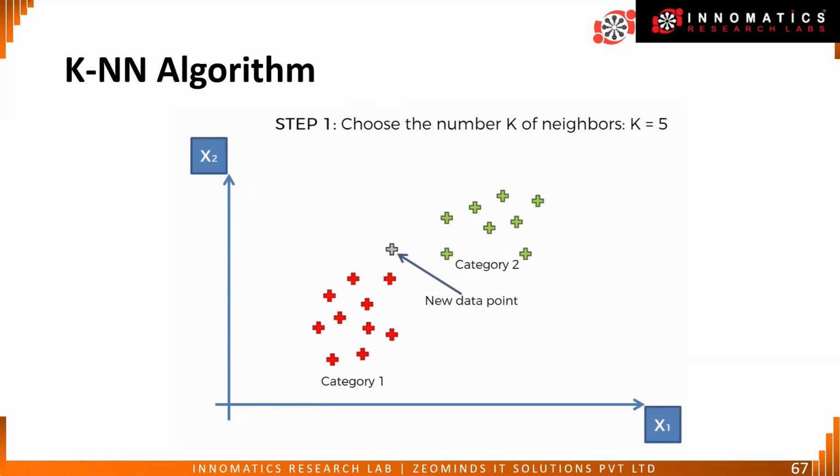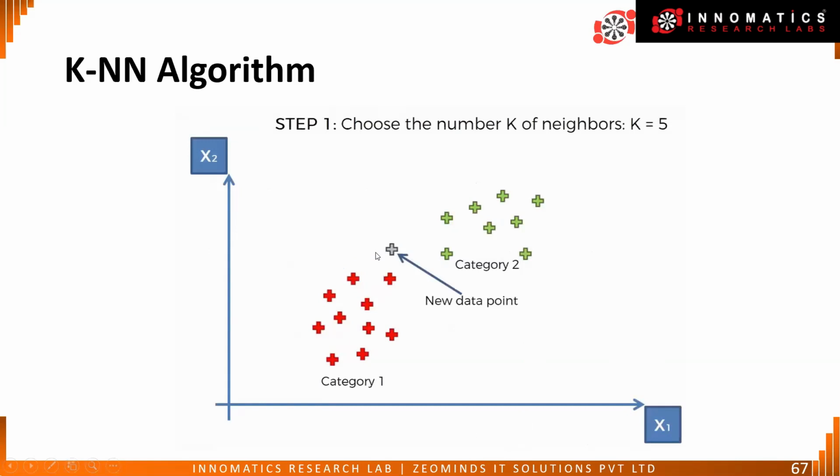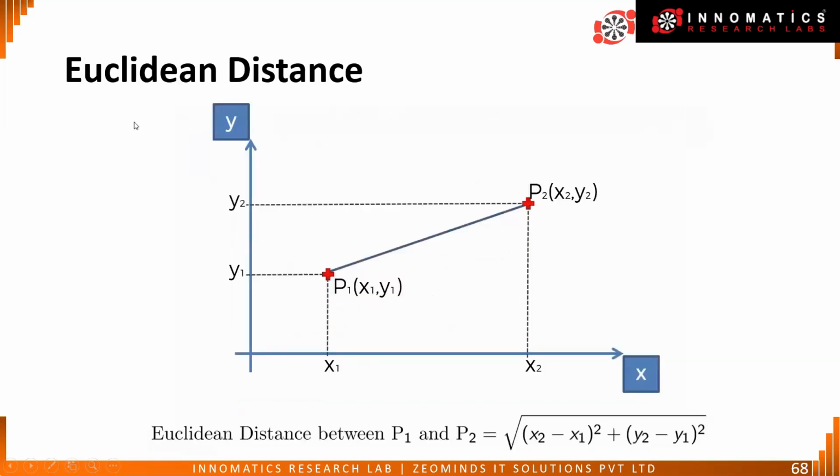How do we find the 5 nearest neighbors? Basically, by the distance between 2 points, the ones where the distance is lowest. The method I use here is Euclidean distance, which gives the distance between 2 points. If point 1 is x1, y1, and point 2 is x2, y2, the distance between them is the square root of (x2 minus x1) squared plus (y2 minus y1) squared. I hope you know this.